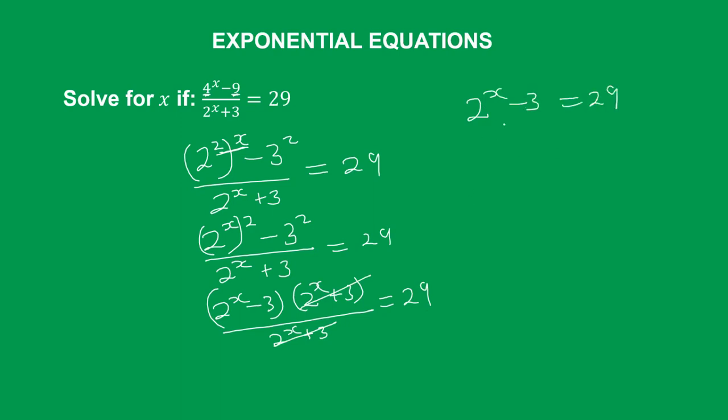We want the single power on the left-hand side and the single power on the right-hand side. So add 3 on both sides of the equation. 2 to the power x is equal to 32. 32 is 2 to the power 5. 2 to the power x is equal to 2 to the power 5. Therefore, x is equal to 5.